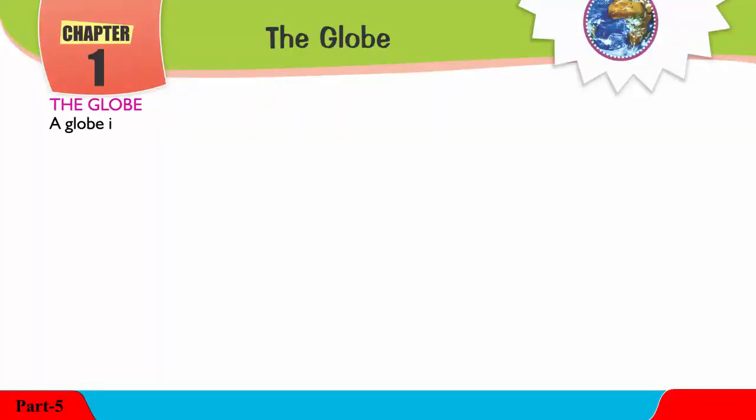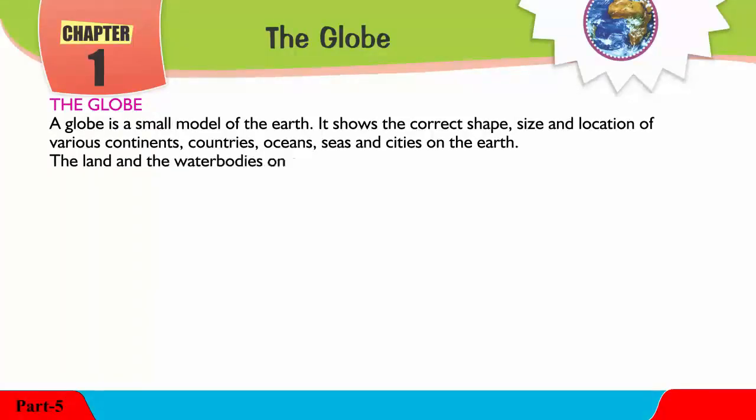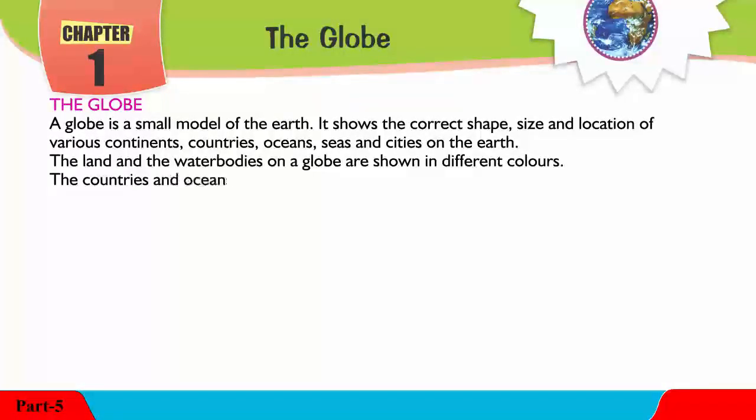The globe. A globe is a small model of the Earth. It shows the correct shape, size, and location of various continents, countries, oceans, seas, and cities on the Earth. The land and the water bodies on a globe are shown in different colors. The countries and oceans are also shown in different colors so that they are easily located.